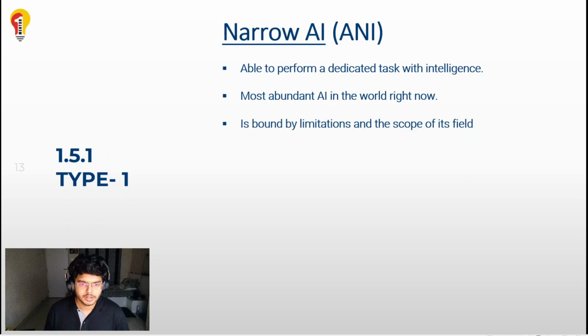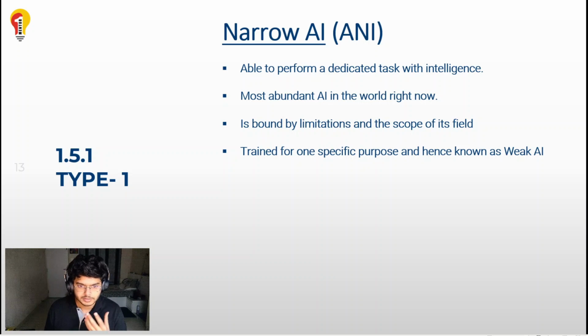It is bound by limitations and the scope of its field. For example, if Amazon has a chatbot and you train it to recommend you products, it will only be limited to recommending products based on Amazon's scope and its products. It won't suggest you Flipkart's products, right? That must be clear enough.